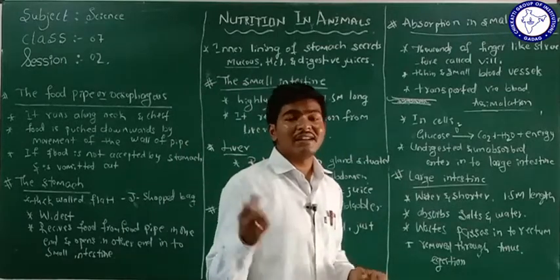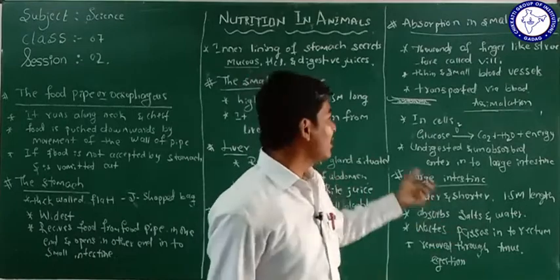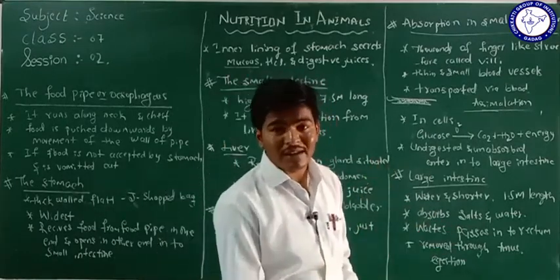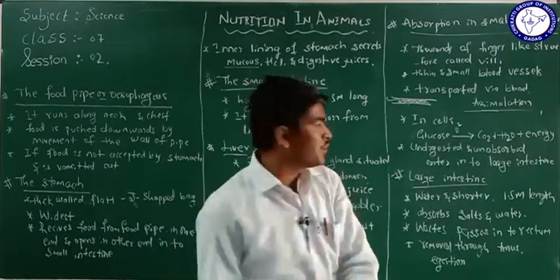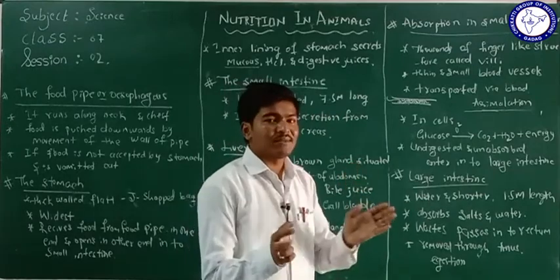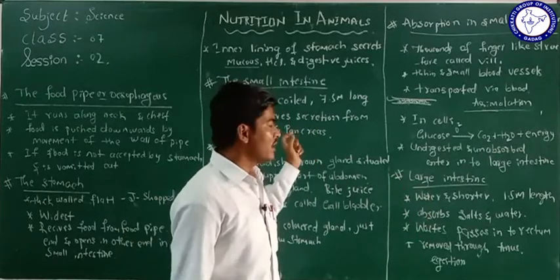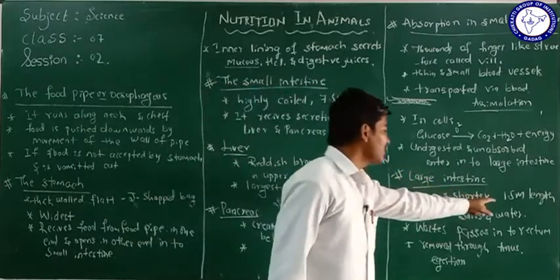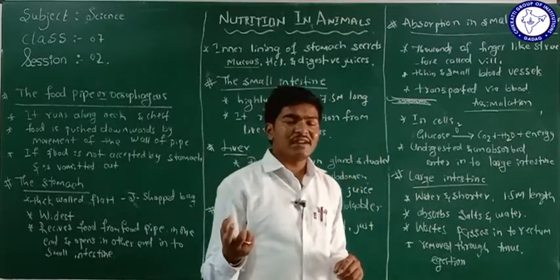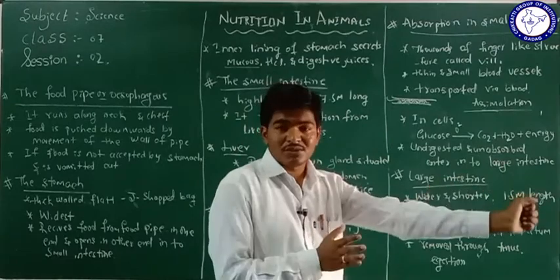So all the food material is not digested completely. Some waste remains, that is, undigested and unabsorbed food material present in the small intestine. Next, it enters into the large intestine. The large intestine is somewhat wider than the small intestine and somewhat shorter, with a length of about 1.5 meters. So the unabsorbed and undigested food material enters into the large intestine.